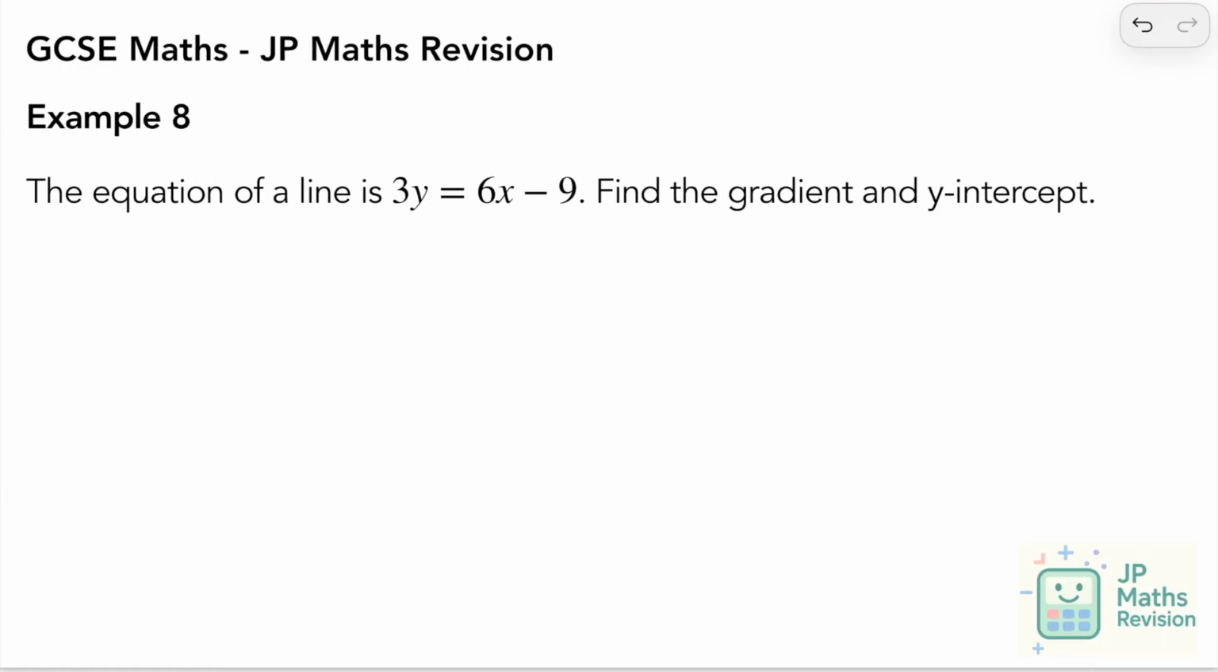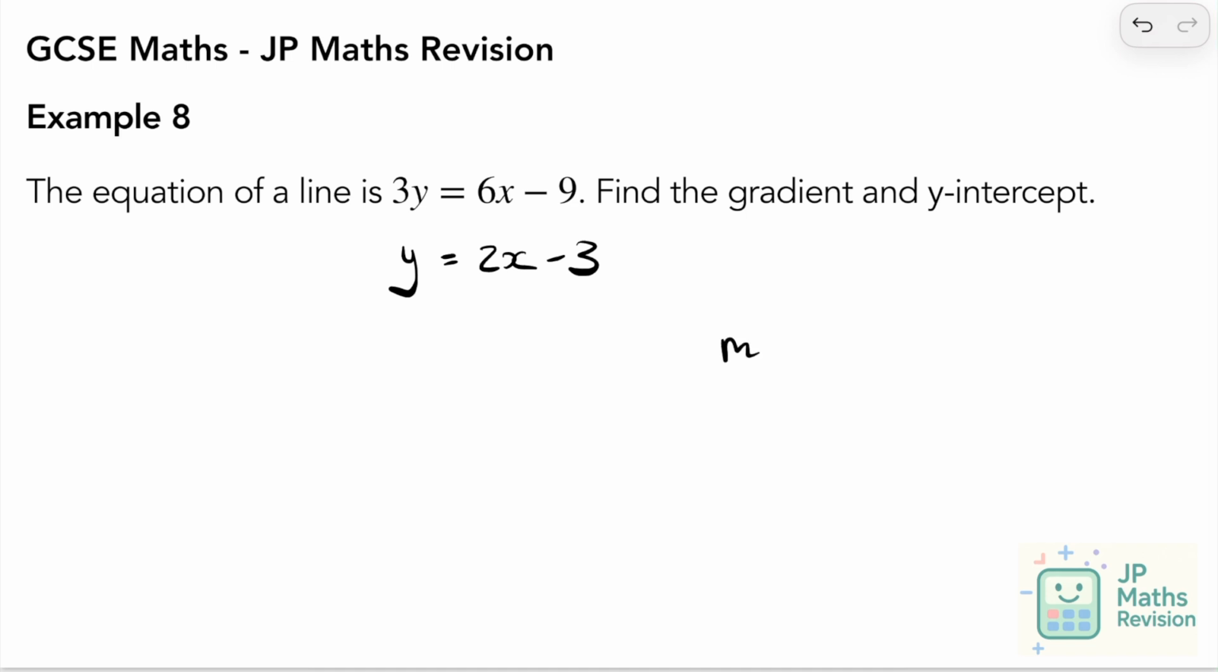Here's another example. The equation of the line is 3y equals 6x minus 9. Find the gradient and the y-intercept. The reason this one's a little bit tricky is because we don't have it in the form y equals mx plus c. In this situation, we need to rearrange. I can do that by dividing through by 3. 6 divided by 3 is 2x, and minus 9 divided by 3 is minus 3. So we have y equals 2x minus 3, which is now in the form y equals mx plus c.